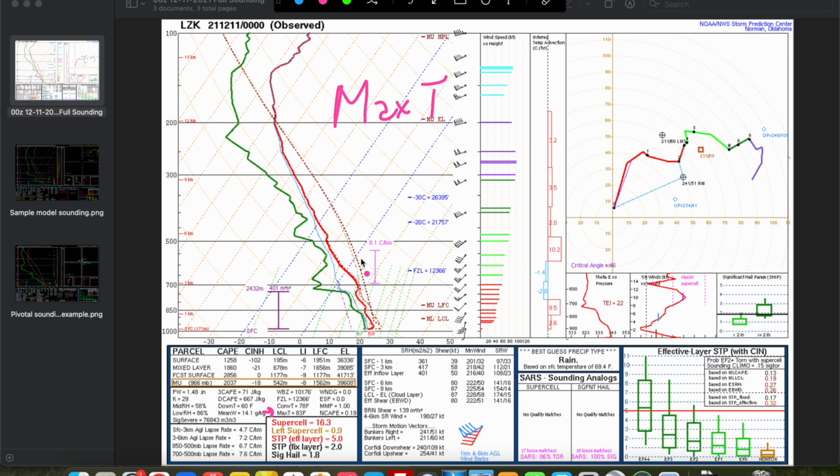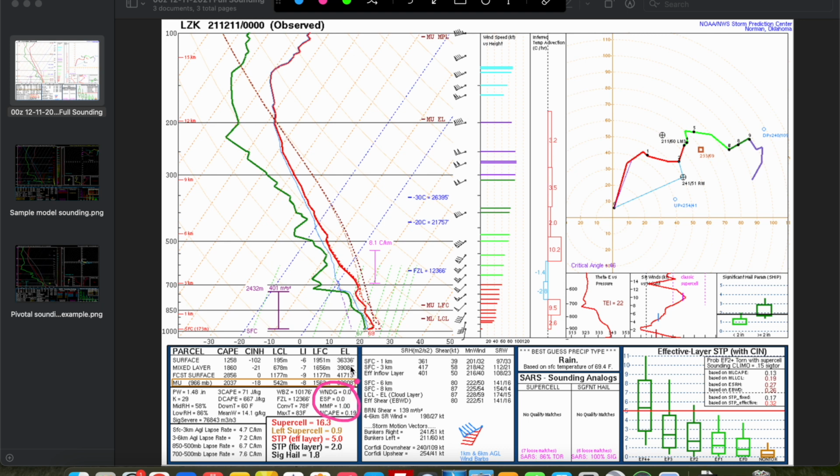There are lots of factors that can modulate the actual high temperature that does occur in a given location, but you can estimate it from the sounding. Not very useful in severe weather forecasting. So now we'll talk about these last few here in this middle section on the right-hand side.